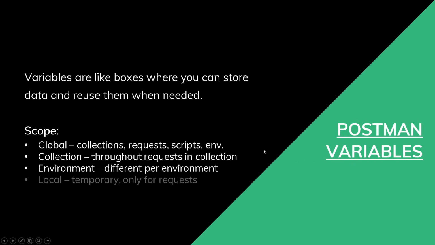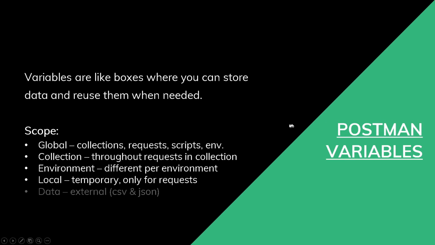The next one we have is the local variable. This one is temporary, so it is only accessible in your particular request. It's good to use, for example, if you need something quickly for just that particular request, but you don't want it to persist throughout your other requests. You can also use a local variable to override your existing environment variable or collection variable. For those kinds of scenarios, local variables are good to use.